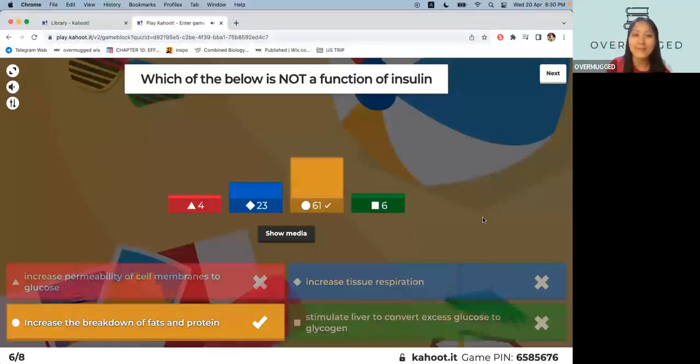Yes, everything else is a function of insulin. So this one is not a function of insulin.